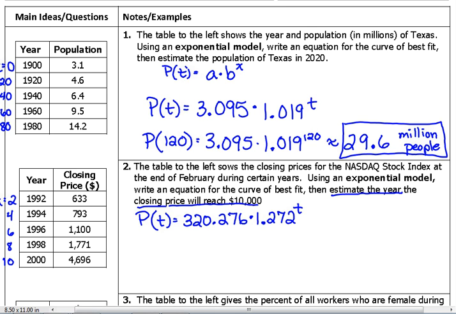So anybody have any ideas of what we should do here? Any thoughts of what we should do to figure out T when the closing price will reach 10,000? So tell me this, what part of the equation should the 10,000 go in for? Does it go in for T or does it go in for P of T? Is it a time? Okay. It goes in for P of T because it's a price. P stands for the price. So our equation is equal to 10,000.